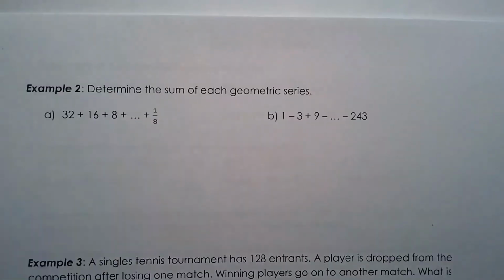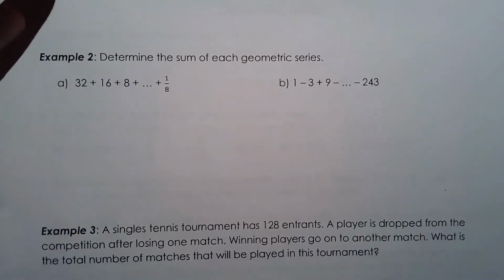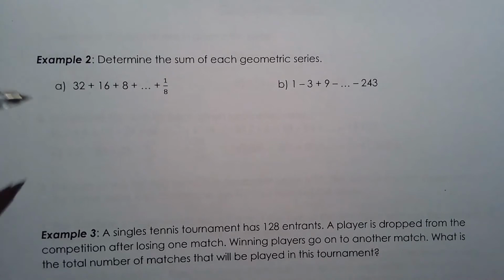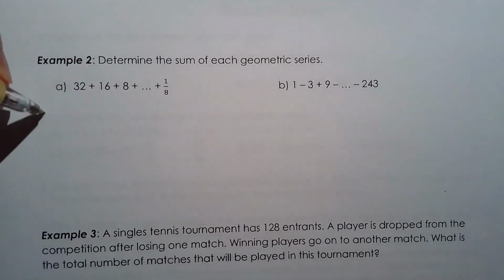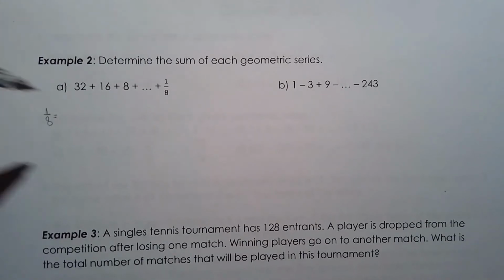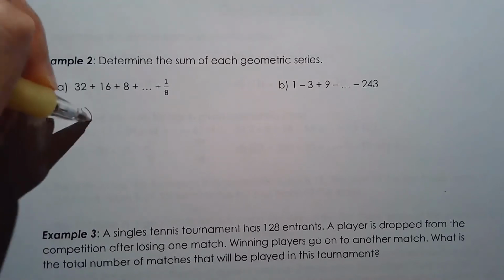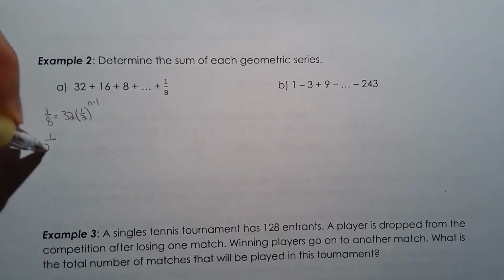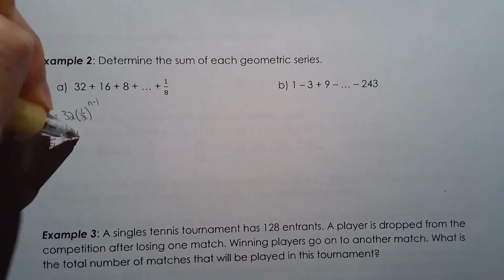All right, so let's try to do some more problems here. Determine the sum of each geometric series. Based on the formula for the geometric series, I need to know the number of terms I have here. So I'm going to use the general term formula. 1 over 8 equals a times r, and r in this case is half, to the power of n minus 1. So this is 256. 1 over 256 equals 1/2 to the power of n minus 1.